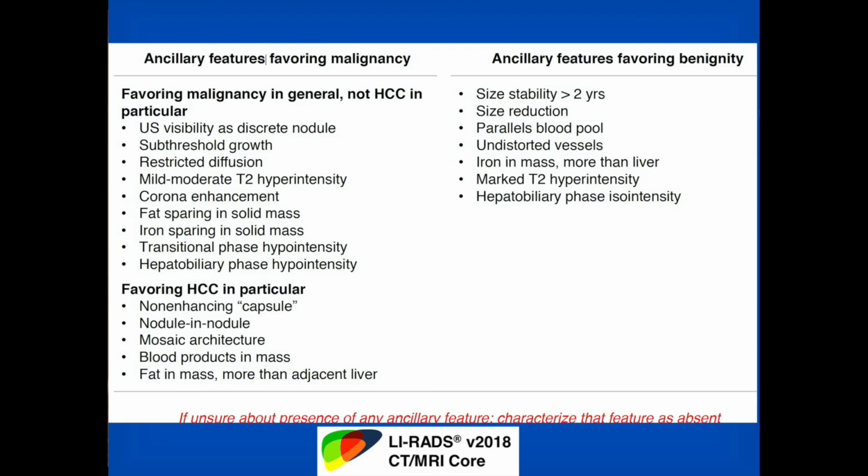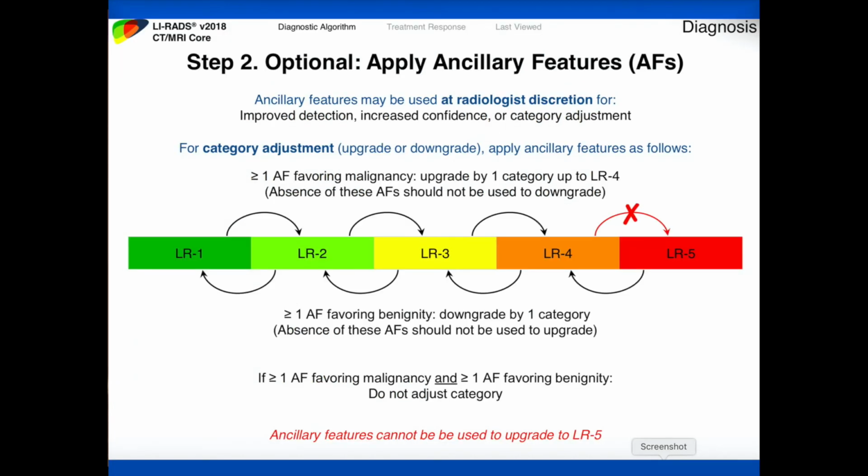These are the ancillary features that LI-RADS lists for favoring malignancy, favoring HCC in particular, or favoring benignity. I'm not going to go through all of these, but these are the ancillary features that we would look for. It's important to know that ancillary features can be used to upgrade from a lower category to a higher category, but not to an LR5. LR5 categorization can only be based on major features.